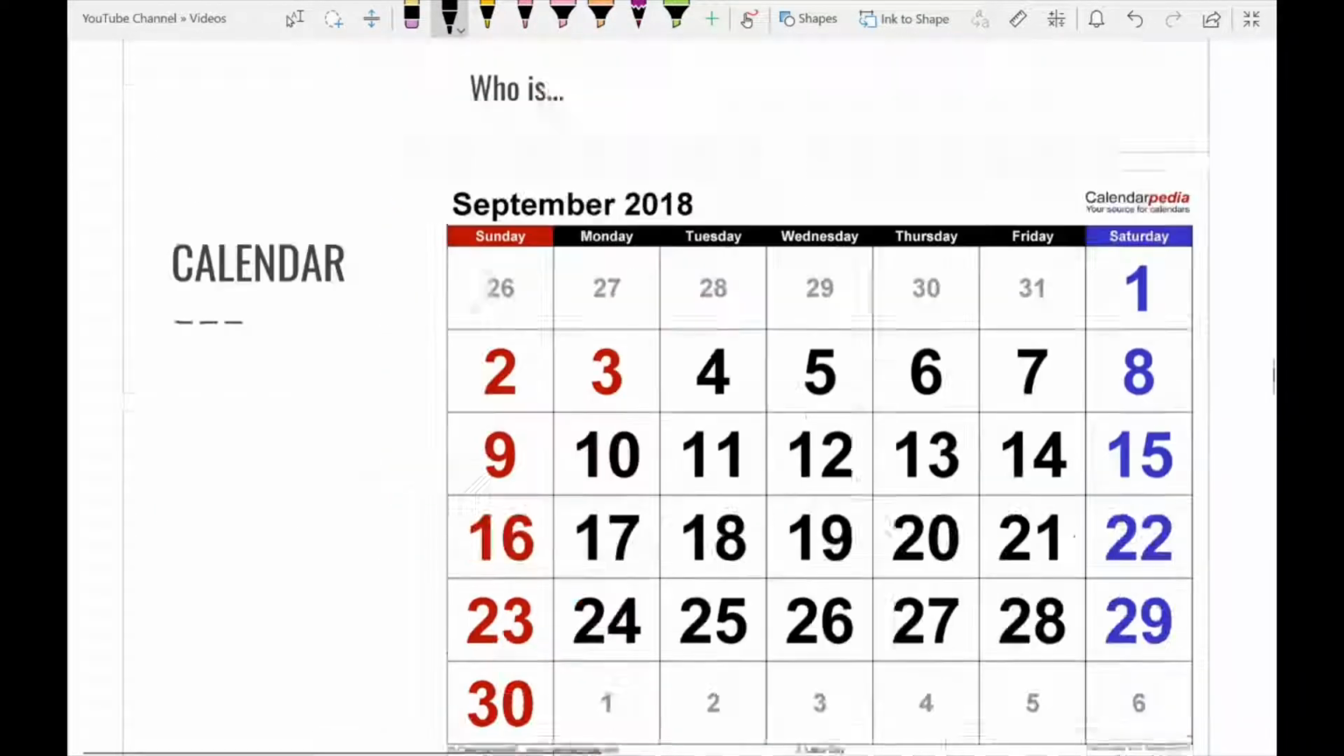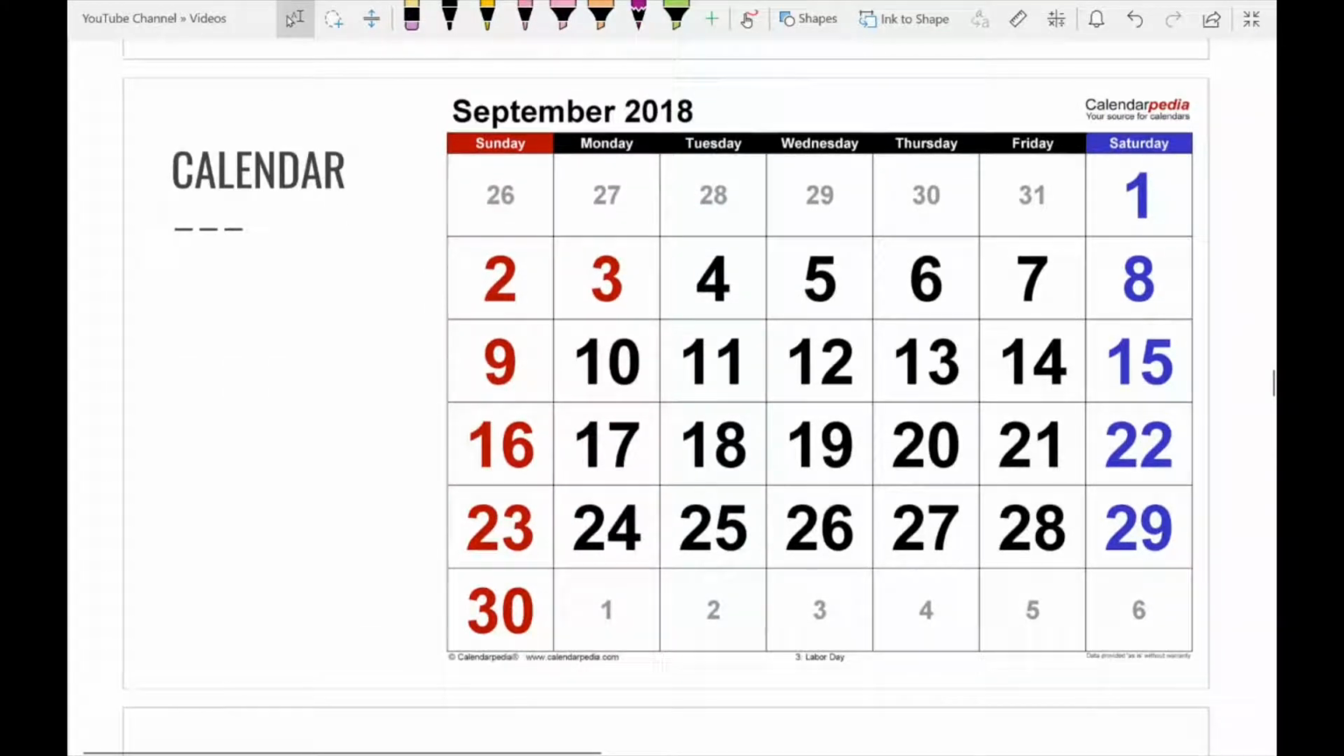Okay, into the calendar. Now this is where you might be using it a little bit more often because of the date. The date is something that we commonly talk about, and we talk about them in ordinal numbers. So we would never say that it is September 4, 2018. Okay, so you have to put these in ordinal, September 4th, 2018.